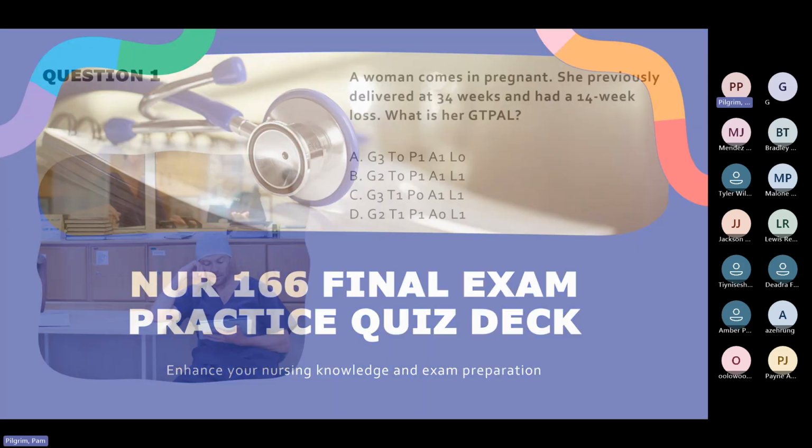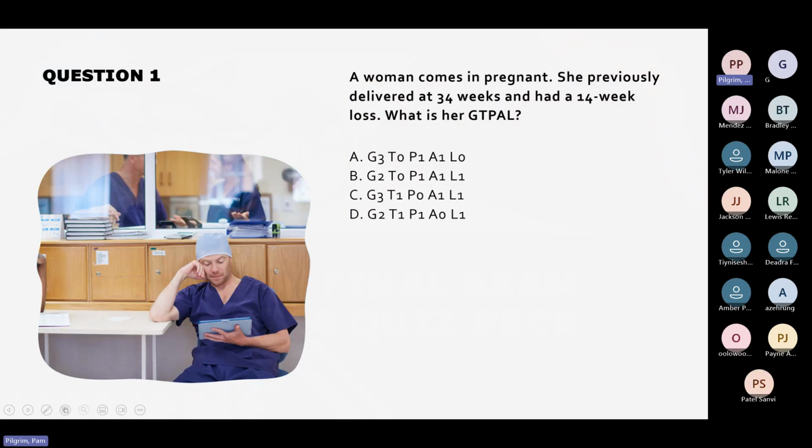All righty. So the first question: a woman comes in pregnant. She's previously delivered at 34 weeks and had a 14-week loss. What is her GTPAL? Go ahead and figure out your answer. And once I see we've got quite a few answers in there, I will bring up the answer for you.